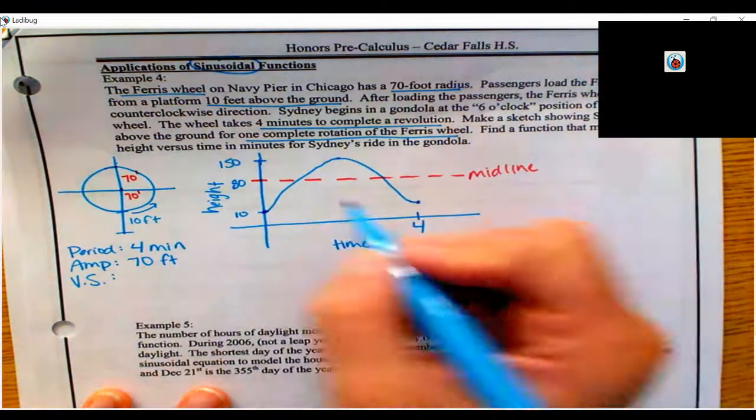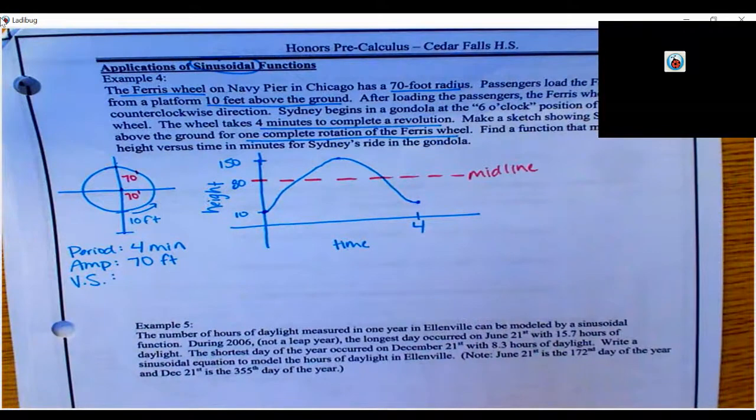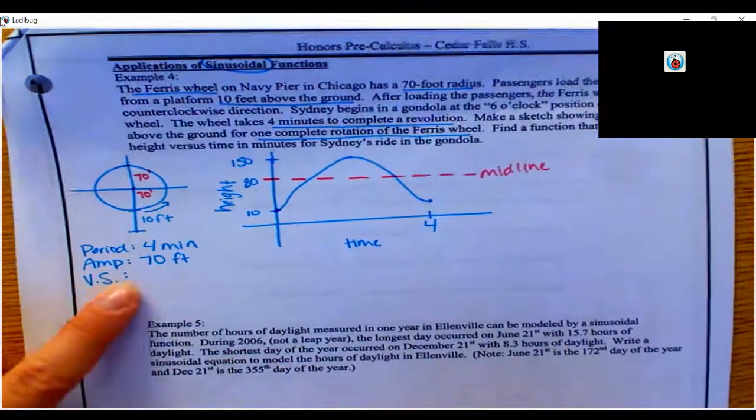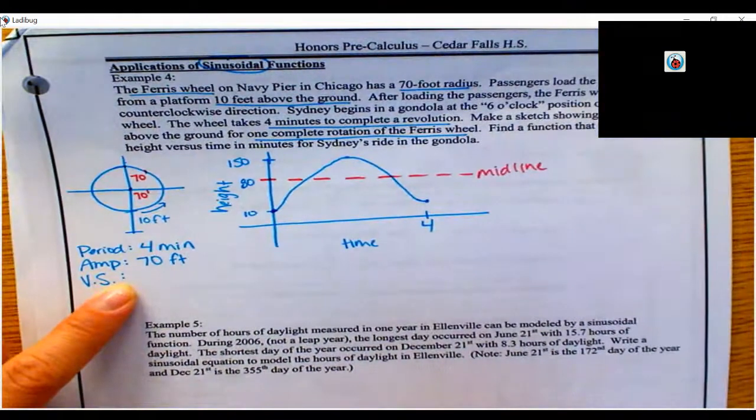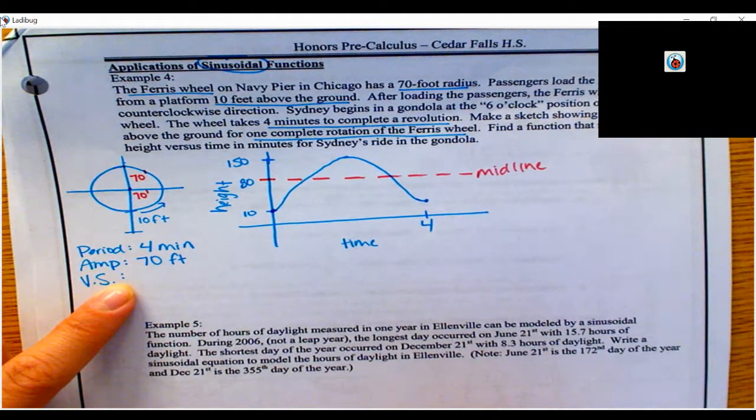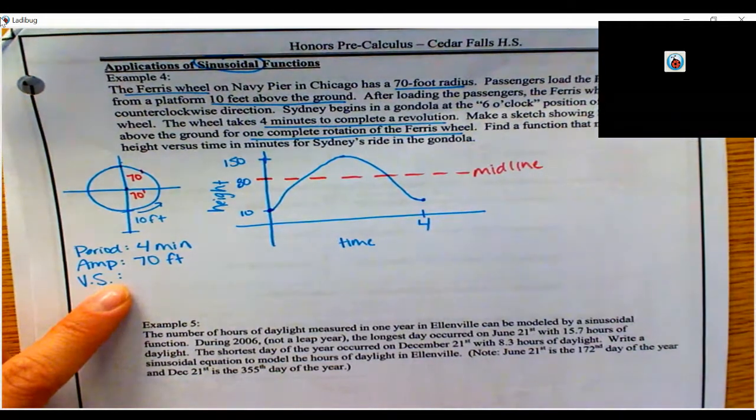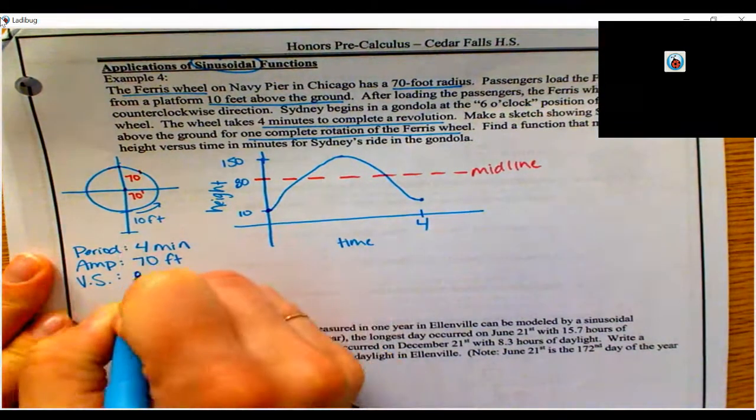Okay, so we just had to figure out some things from there. Do I know my vertical shift then? Where's my midline at? 80 feet. So your vertical shift, remember, is the distance that your midline has to go. So your vertical shift is 80 feet.